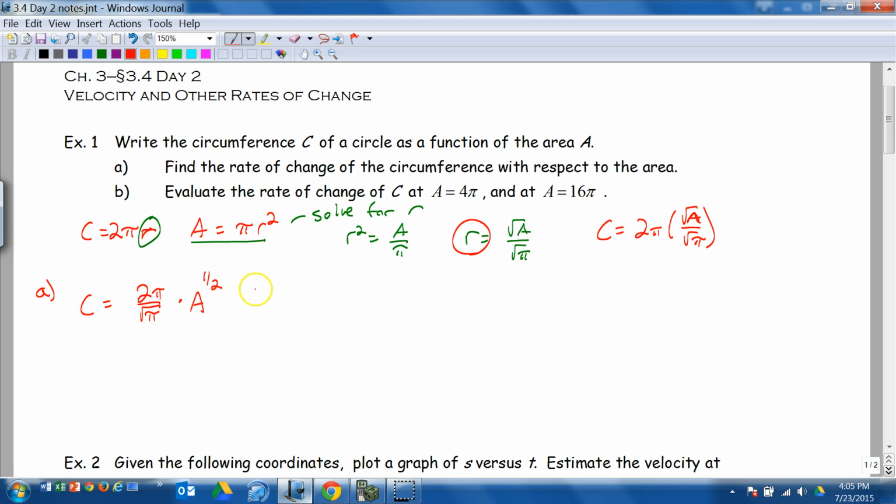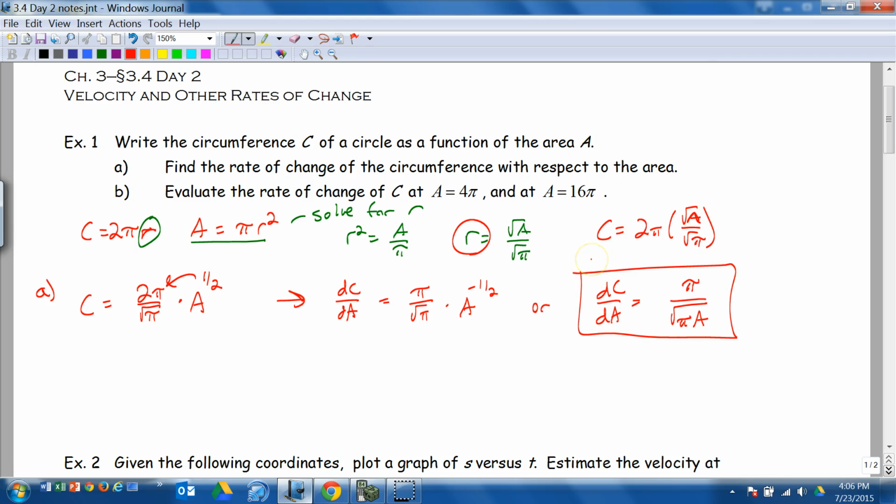So if I take the derivative, I am now going to call this dC over dA, change in circumference with respect to the area, is equal to, multiply this by 1/2, remember that goes down, so that just becomes pi over root pi times A to the negative 1/2. Or, that means that goes down and under a square root, you could just rewrite it as dC over dA is equal to pi over the square root of pi times A. So that is how the circumference is changing with respect to the area.